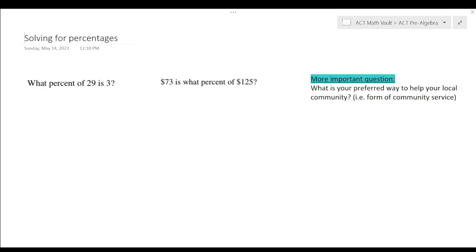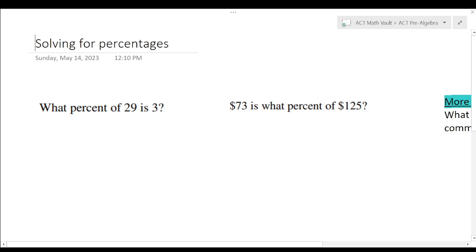So let's jump in. There are two different ways to do these problems. You could go the proportion route where you set up a proportion and solve for x. Or my preferred method is converting the English into an equation. So what percent? That is code for x. That's what you're solving for. Of, code for multiply. 29 is equals, equal sign, 3.